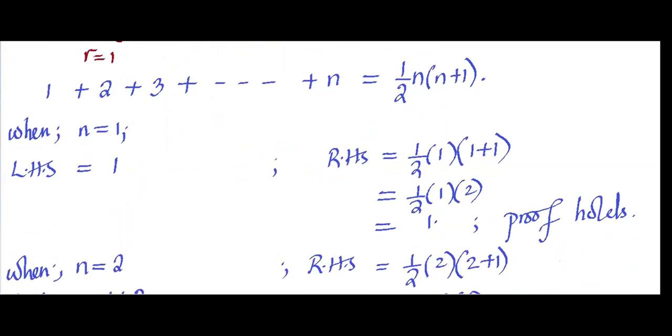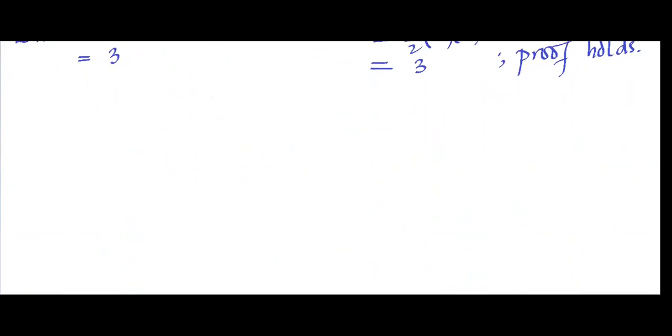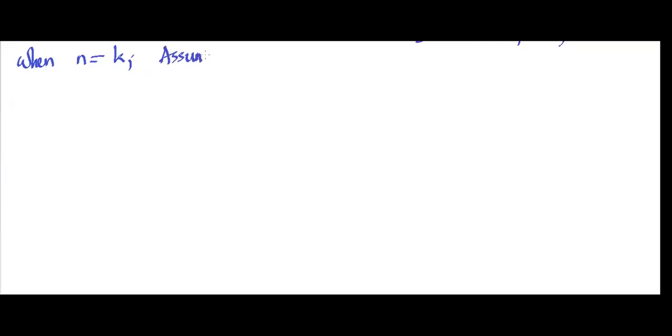Okay. Now let's go to the assumption stage. At the assumption stage, we say when n is equal to k, we assume the proof holds. Assume the proof holds, and rewrite the series. So if it holds, then the series should be true for n equal to k.